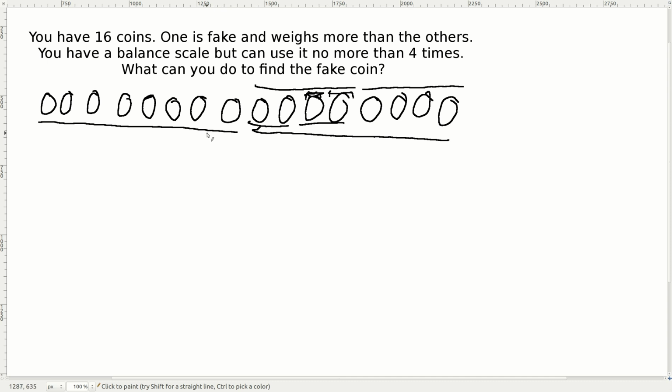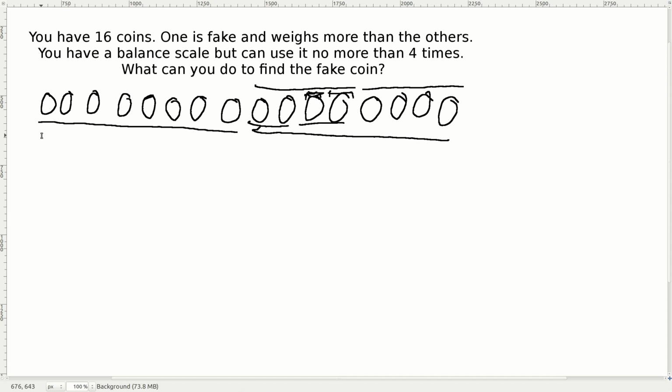And you can see here that it took 1 time of using the scales to narrow down to 8 coins. It took another time, 2 times of using the scales, to narrow down to 4 coins, and 3 times to narrow down to 2 coins, and then a 4th and final time to find the fake among those. If you enjoy a challenge, there are some ways to find it faster than 4 times of using the scales in a problem like this, but that's not what we're focused on.